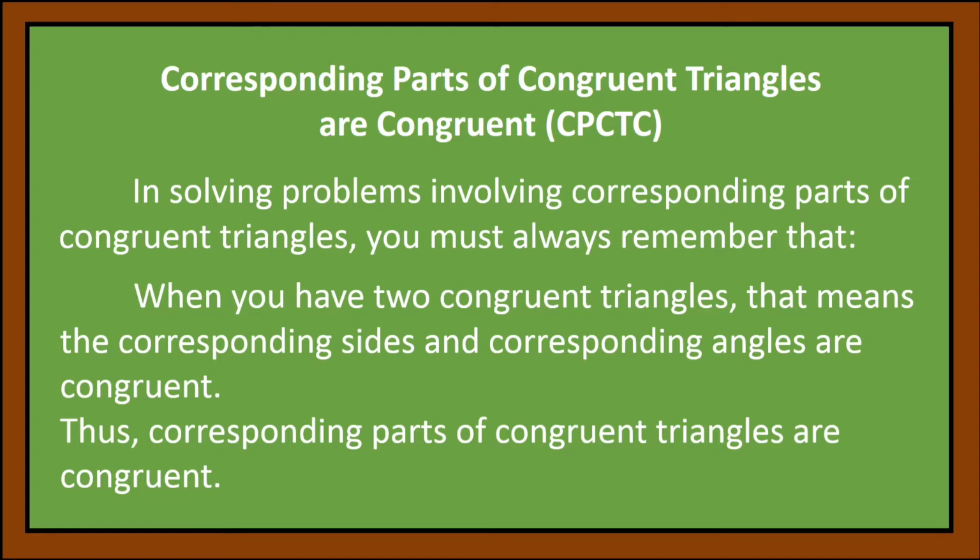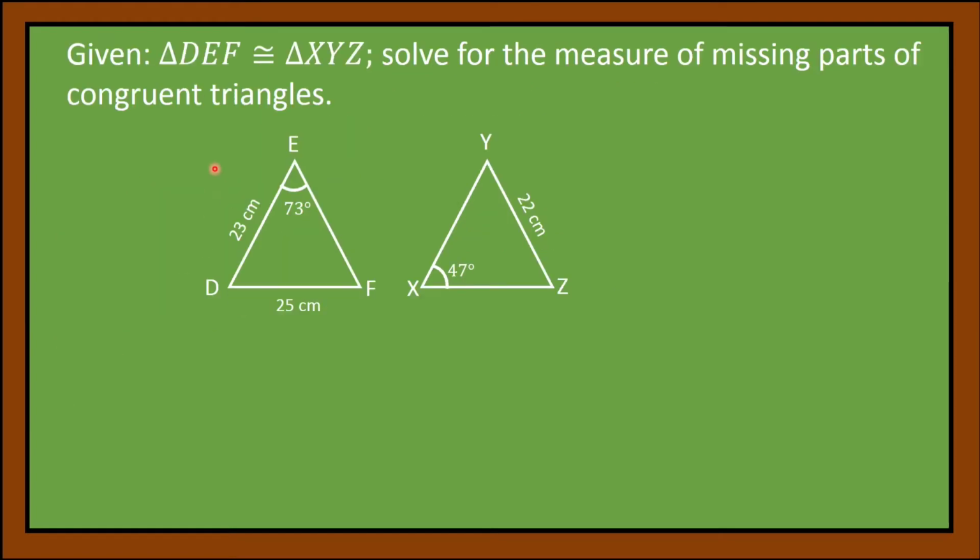So, para mas maintindihan natin, bigyan natin ito ng example. Ang given natin ay triangle DEF is congruent to triangle XYZ. Solve for the measure of missing parts of congruent triangles. Ito yung ating figure. We have triangle DEF and triangle XYZ. Ang ibang parts ng ating triangles ay mayroon ng sukat, kailangan na lang nating isolve yung mga sukat ng other parts ng ating congruent triangles.